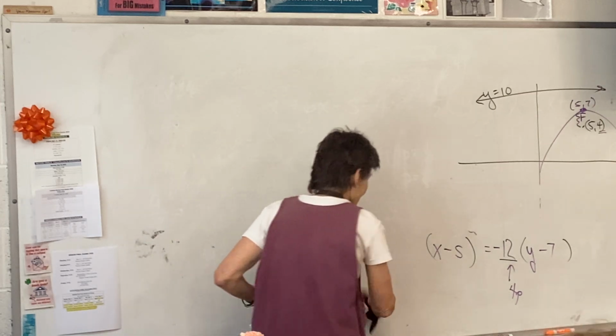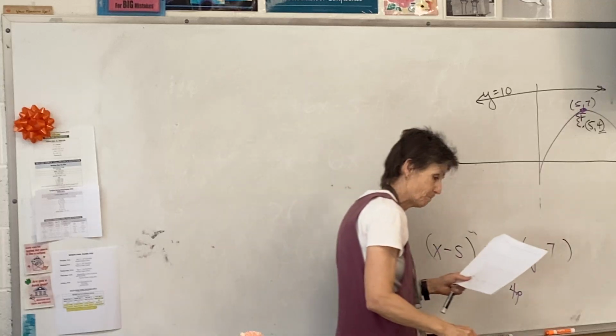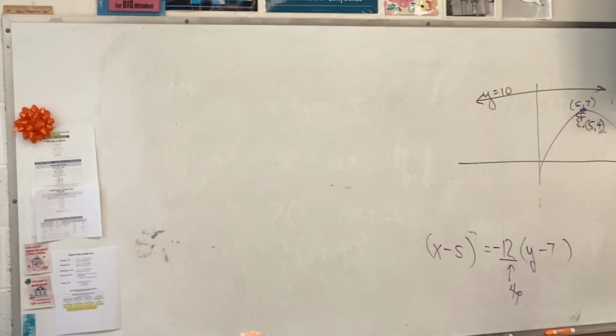So first of all, let me define ellipse for you. Let's review our parabola definition. A parabola is a set of points in a plane equidistant from a point and a line. That's right, the point is the focus and the line is the directrix. What's an ellipse? These are all plane figures, so it's a set of points in a plane.